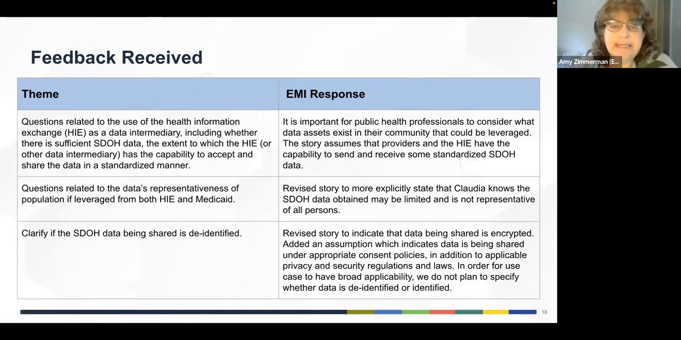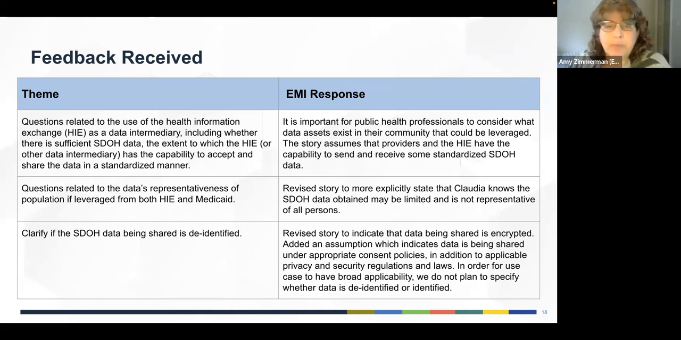Okay, so another theme really came back to questions related to the use of the health information exchange as a data intermediary, and whether there's really sufficient SDOH data at the HIE, the extent to which the HIE has that captured in a standardized way and can accept it and can share it. We're using an HIE in this story, but as you'll see when we get to the use case, we broaden it a little bit to use a different term, a trusted intermediary, I believe, that really could be a community information exchange or other aggregated systems.